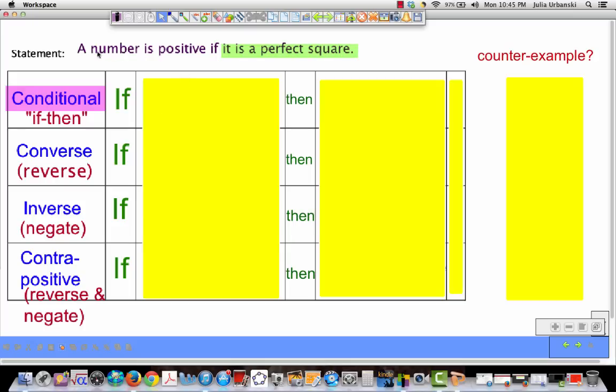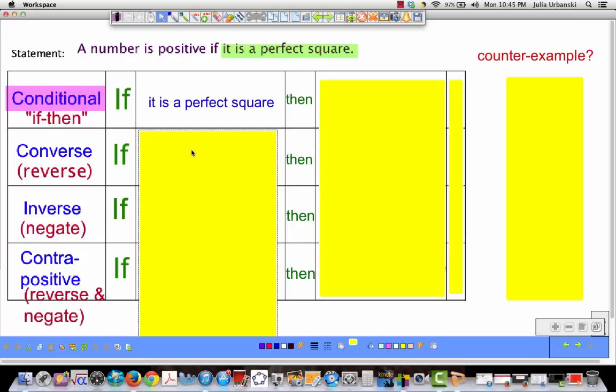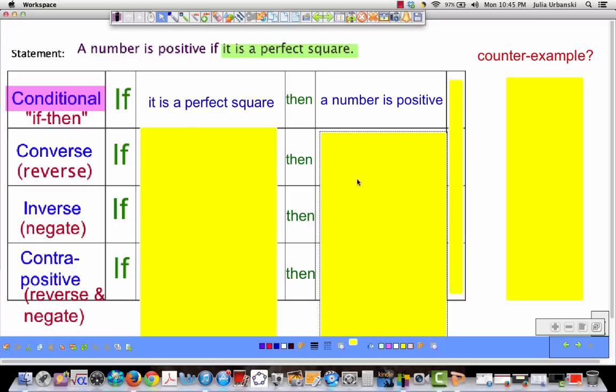So, looking at this statement, the word if tells us our hypothesis is it is a perfect square. So if it is a perfect square, then what would the conclusion be? Then a number is positive. So we're not reversing or anything, we're just writing it in the right order to begin with, like you did for homework earlier. Okay, is that true or false? If a number is a perfect square, then it must be positive.